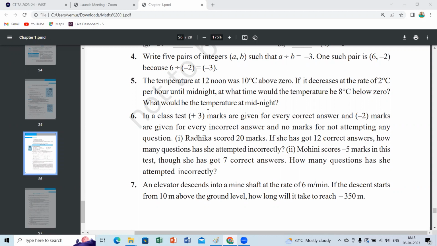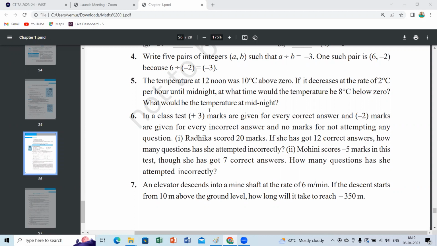The temperature at midnight is? Minus 14 degrees Celsius. Excellent. At what time would the temperature be 8 degrees Celsius below zero? That means negative 8. Yes, ma'am. At what time would the temperature be negative 8?